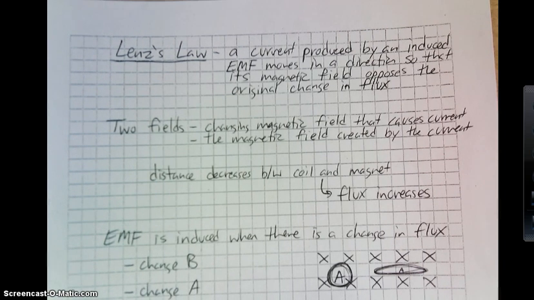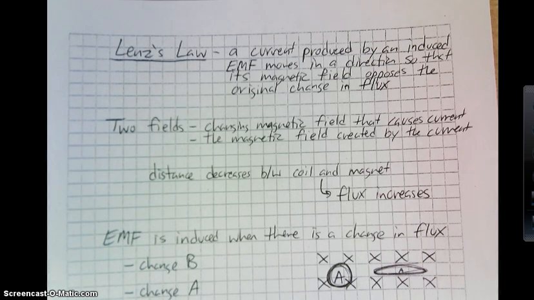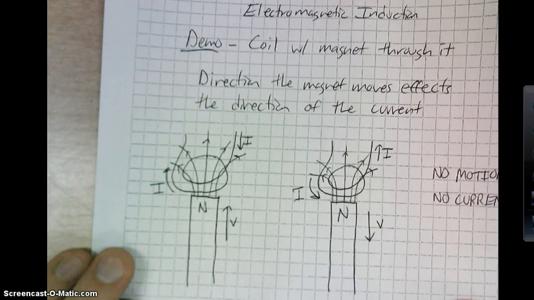Lenz's law says a current produced by an induced EMF moves in a direction so that its magnetic field opposes the original change in flux. Now, when you say it out loud, it's not going to make any sense whatsoever. So I want to go back and take you to a picture from the last video that I did. Okay, so let's just talk about this.